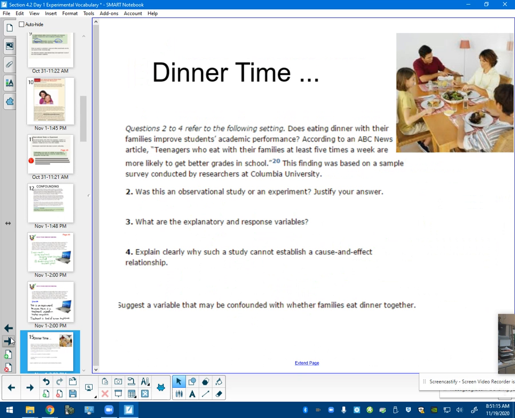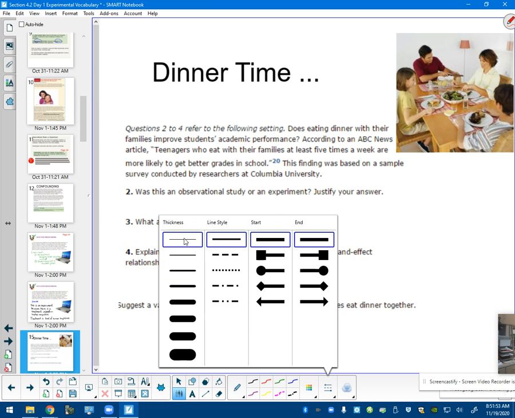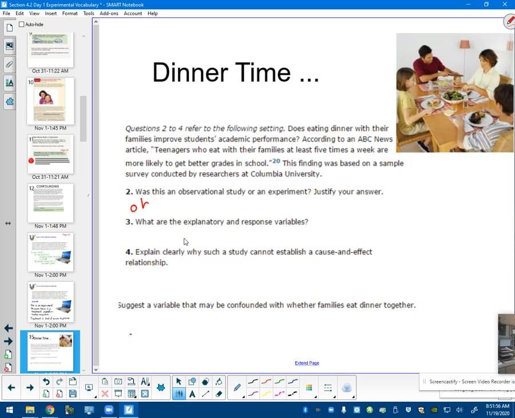Okay, let's look at this next one. Dinner time. Does eating dinner with your families improve student academic performance? According to NBC and TV shows like 2020, teenagers who eat with their family at least 5 times a week are more likely to get better grades in school. This finding was based on a sample survey conducted by researchers at Columbia University. Experiment or observational study, don't answer. By process of elimination, this is probably a what, Molly? Observational. Yeah, because we just had experiment. So this is an observational study.